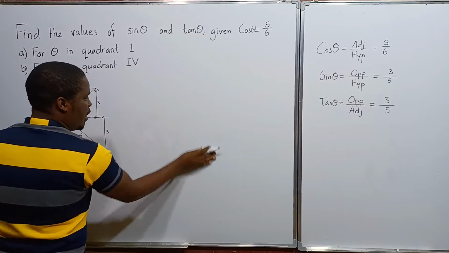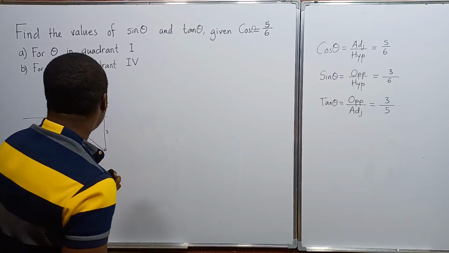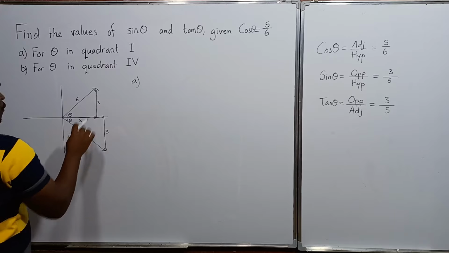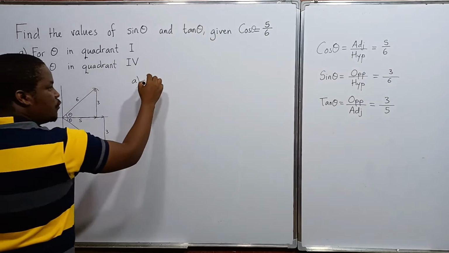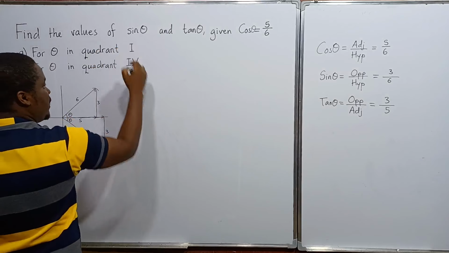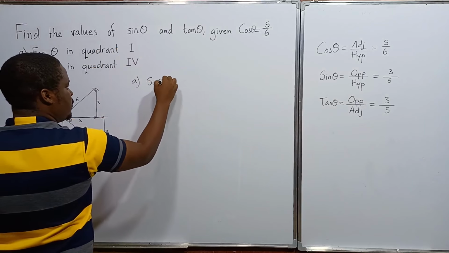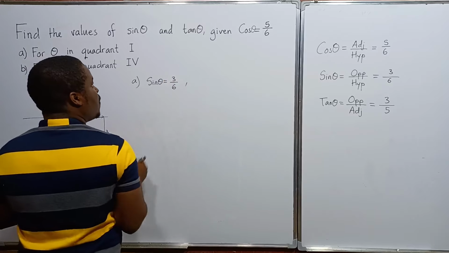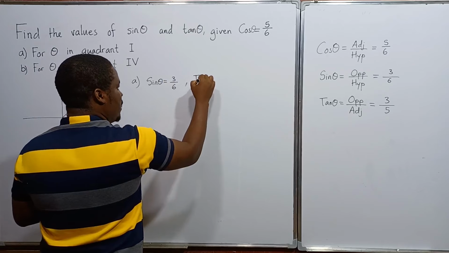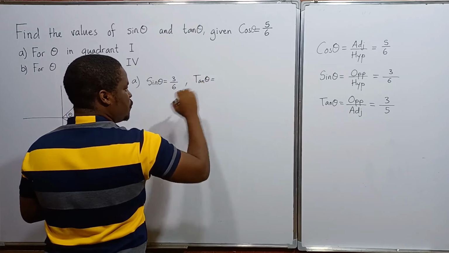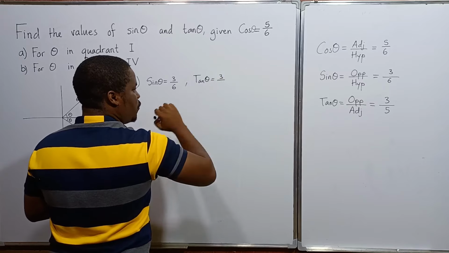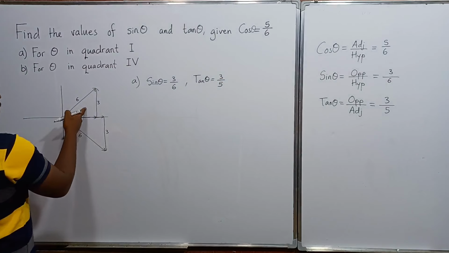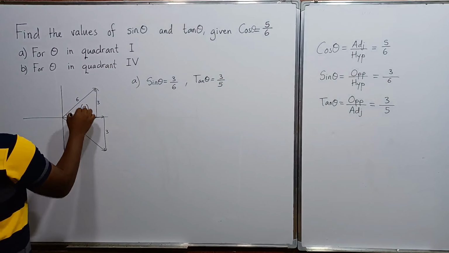The only difference between the two is that in the first quadrant, for question A, remember everything in the first quadrant is positive. So for question A, we'll take it as it is. So sine theta is opposite 3 over hypotenuse, which is 6. For tan, it's also positive. So tan theta is equal to the opposite over the adjacent, which is 5. We're done for quadrant 1. So I'll say this is for part A.